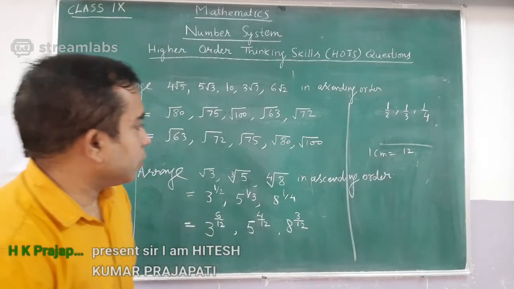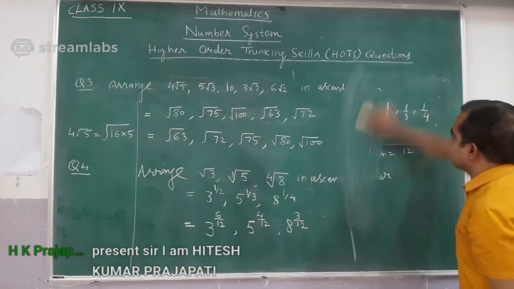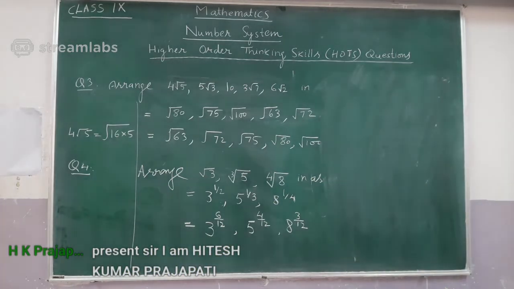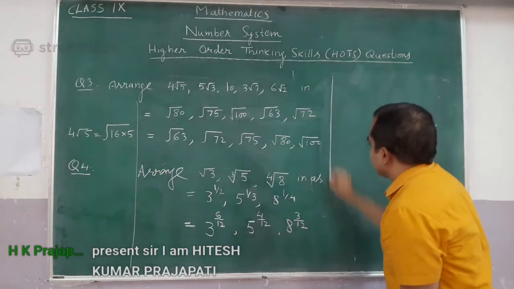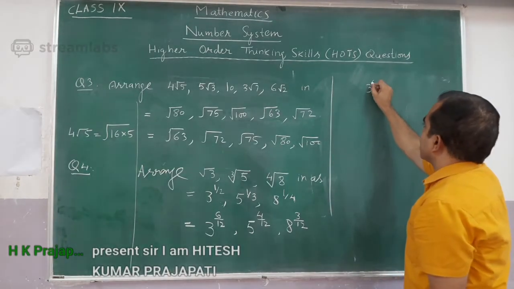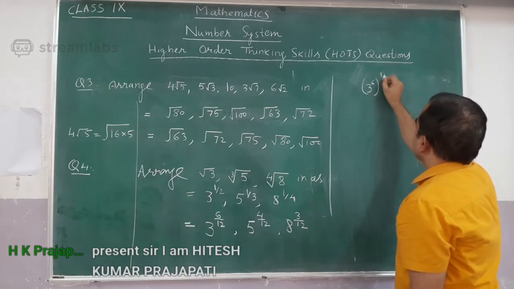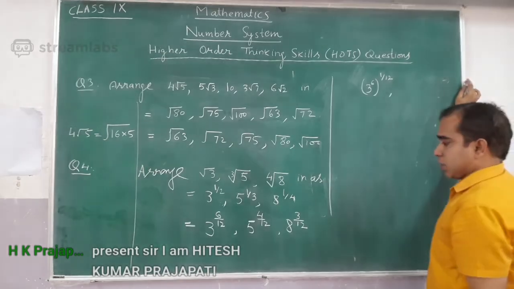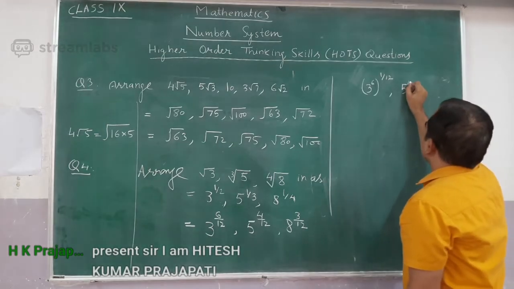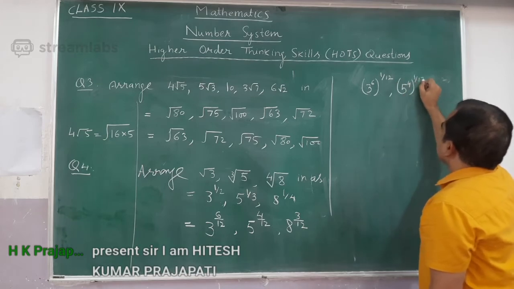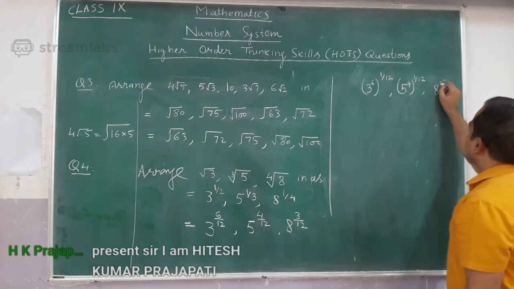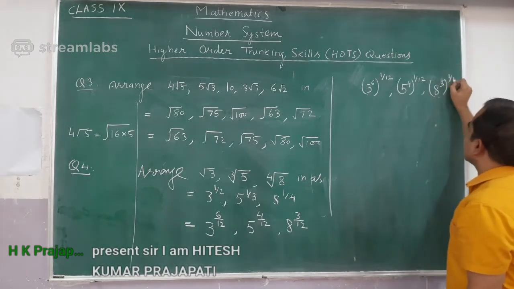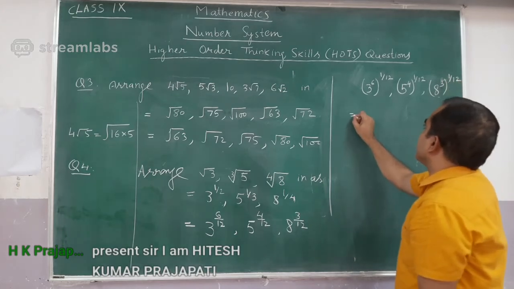And now these all the numbers I can write in the manner 3 to the power 6, to the power 1 by 12. Right? You can say 12th root of 3 to the power 6. This can be written as 5 to the power 4 whole to the power 1 upon 12. This is 8 to the power 3 whole to the power 1 upon 12. Right? And now easily you can simplify.